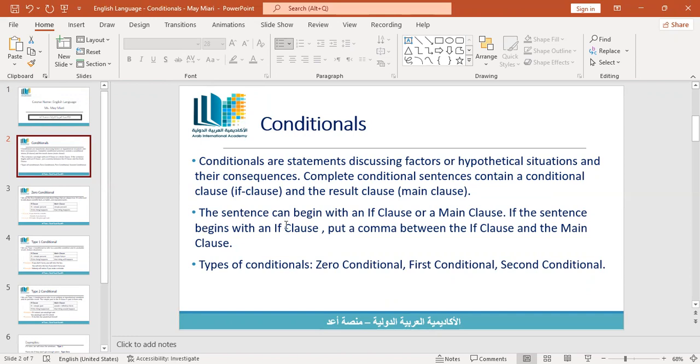The sentence can begin with an if clause or a main clause. So the clauses can be switched. If the sentence begins with an if clause, we have to put a comma between the if clause and the main clause. The types of conditionals that I'm going to explain are the zero conditional, first conditional, and the second conditional.